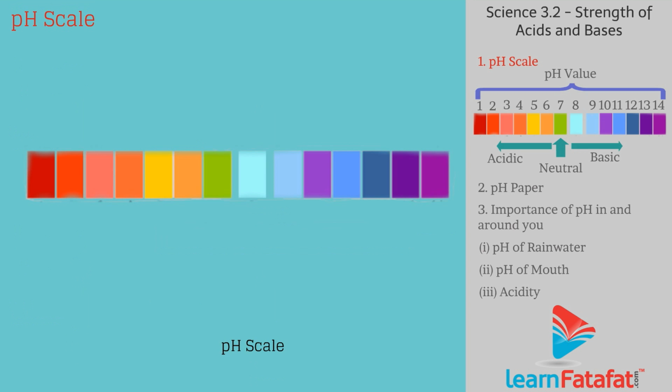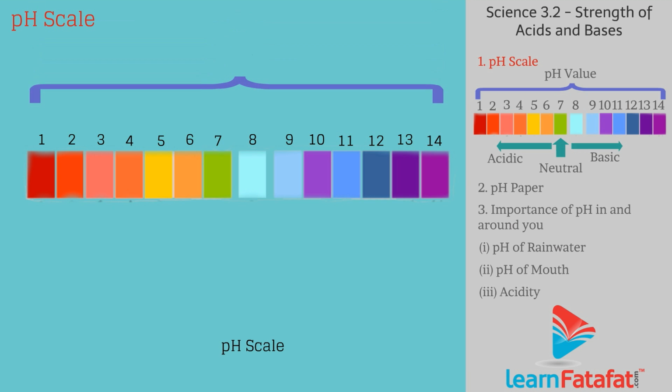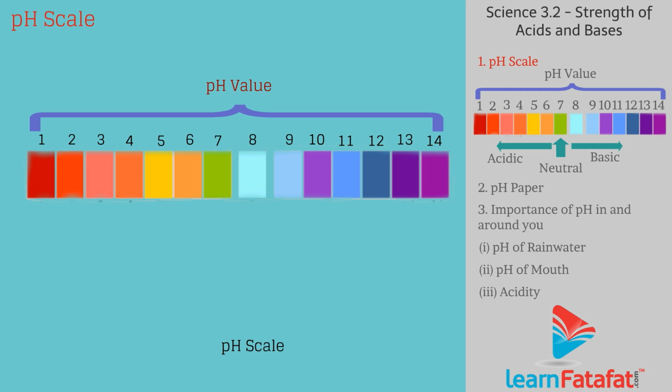pH scale is a strip of different colors, each marked with unique numbers from 0 to 14. The value on pH scale is called pH value. If the pH value is 7, then the solution is neutral. If the pH value is less than 7, then the solution is acidic in nature.